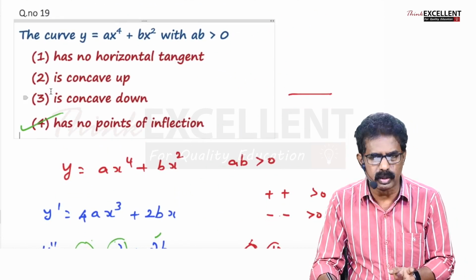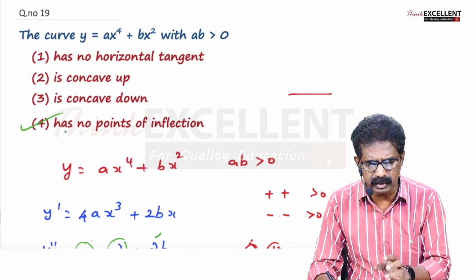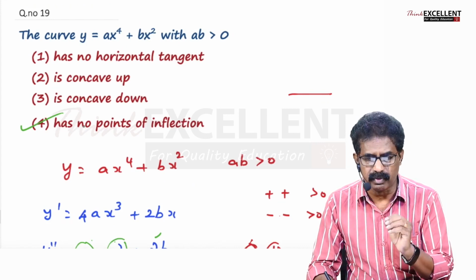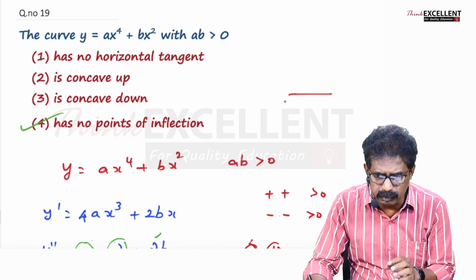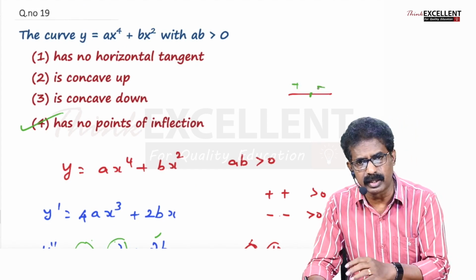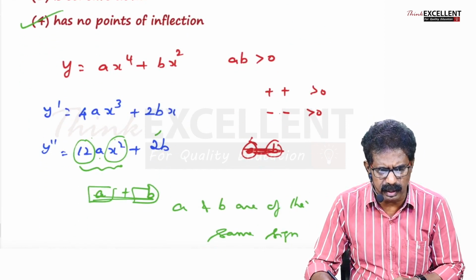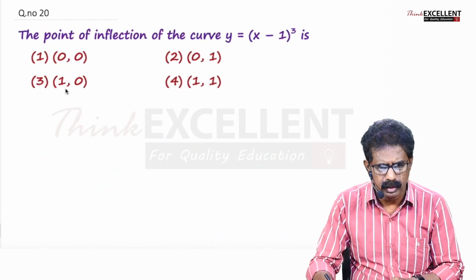Okay, so no need to look into other areas and all. Because there is an option has no point of inflection. For point of inflection, second derivative must be 0. Then in the left side, positive means right side negative, like that. Okay. Now let's move on to the last question, question number 20.